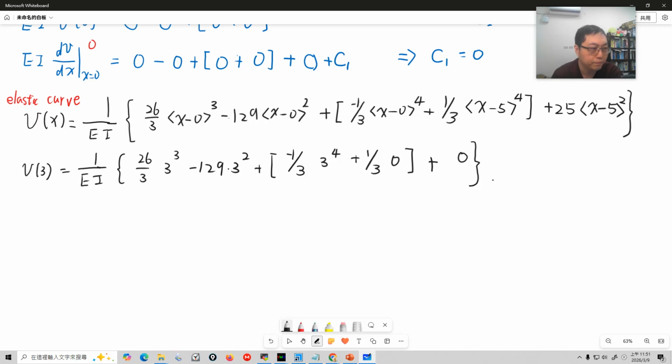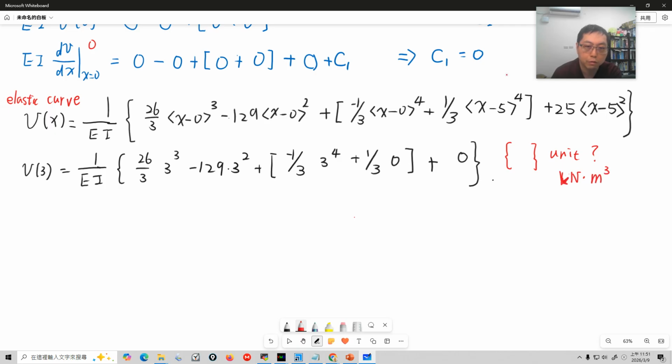And then I give you a notice: what is the unit of this bracket? The unit in this bracket is kilonewton times meter to the power 3.